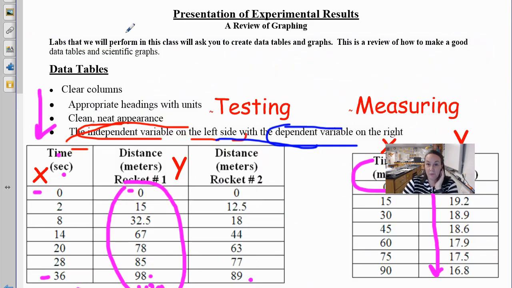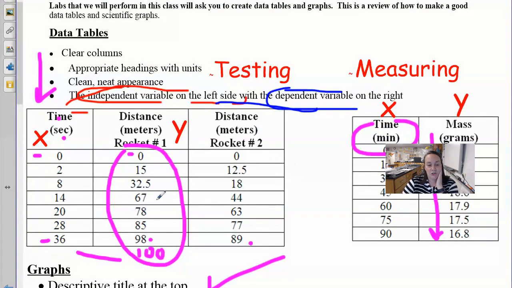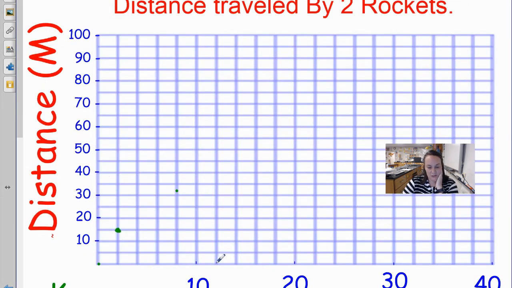I'm going to quit flipping back and forth for you. My suggestion is that you then say, all right, 14, 67. So go to 14, go up to 67. Ooh, that would be over 65. I think I cannot do this on a computer screen. Hopefully you're having an easier time with paper.